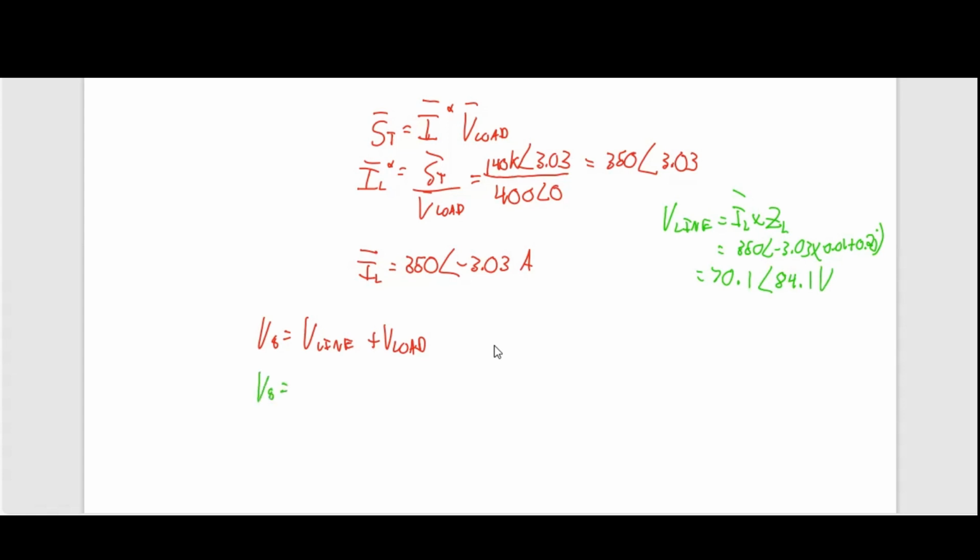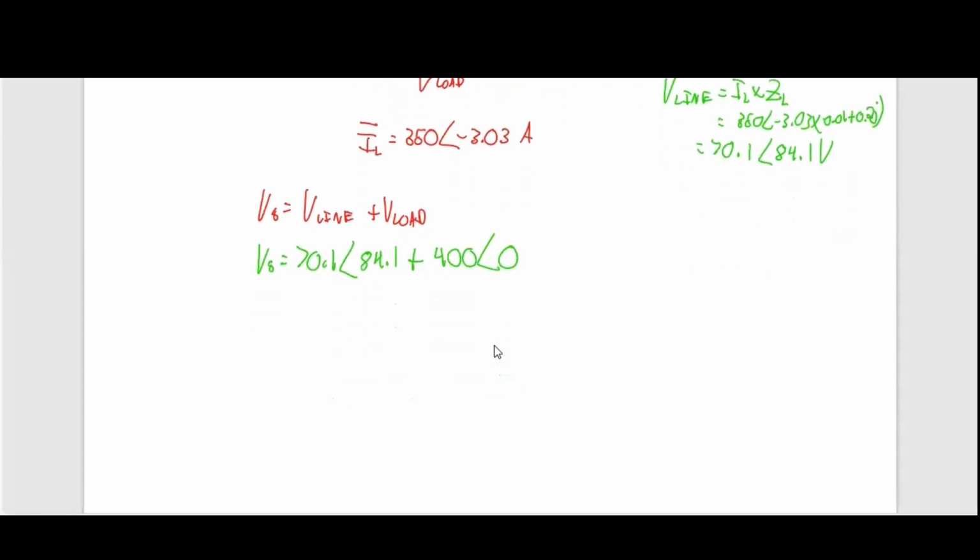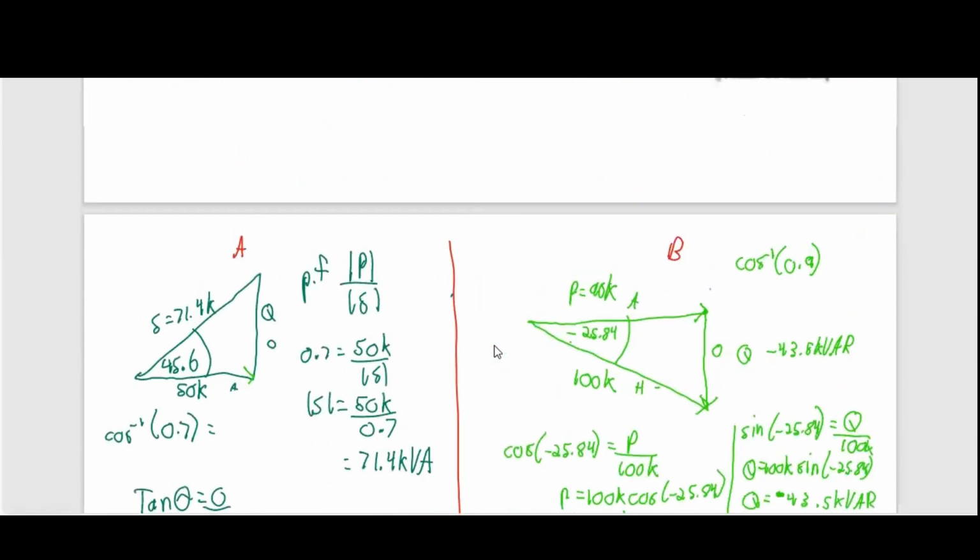All right, so now we can actually calculate V source. V source is equal to 70.1 angle 84.1 plus the V load, which is 400 at an angle of 0. So it'll be 70.1 angle 84.1 plus 400 angle 0. So it'll be 413.1 angle 9.71 volts. Right, that was V S.